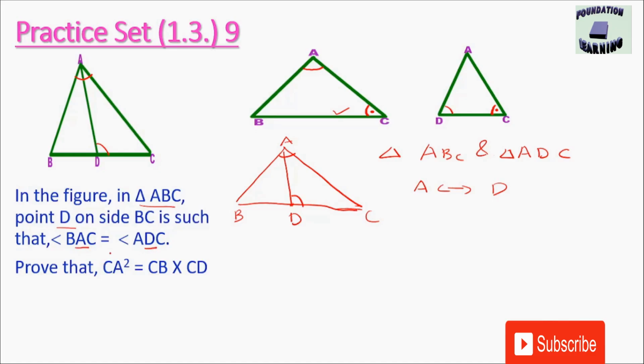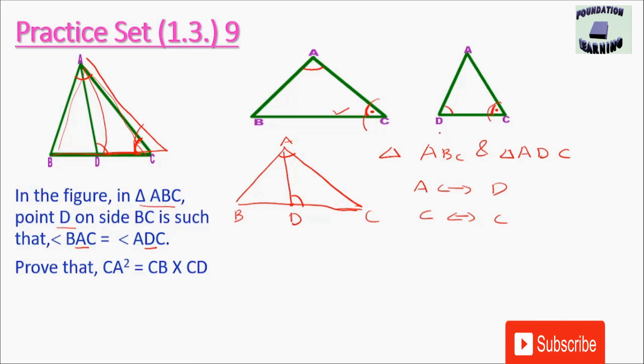So middle word is the angle. So angle A is one-to-one correspondence with D. Then next one is C. C is a common angle. If you see the triangle ABC, C is there, and in triangle ADC also C is there. So angle C is congruent to angle C. Why? Because common angle. So C is one-to-one correspondence.